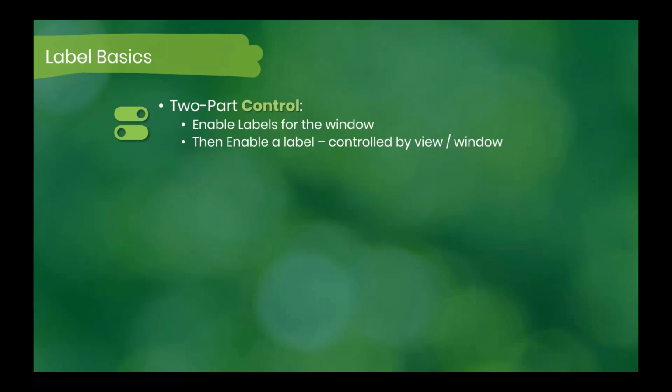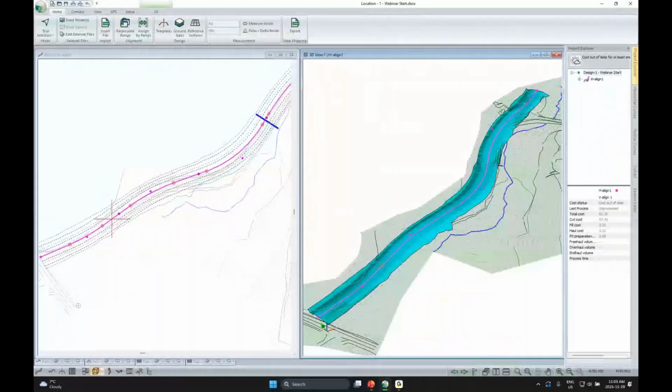Labels are a two-part control system. First off, in any given window, plan or profile, you need to first enable your labels. Think of that as almost like a master switch. And then from there, you can enable specific label types, and these, of course, are controlled by the different windows. So let's go into the software and take a look at this two-part control system.